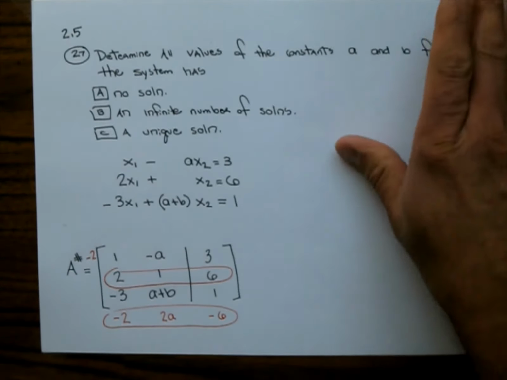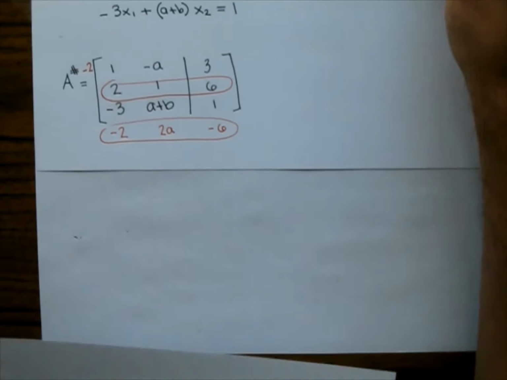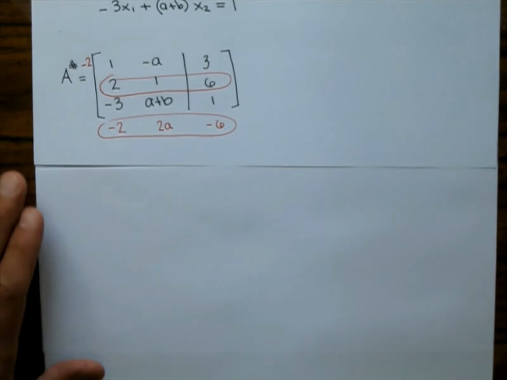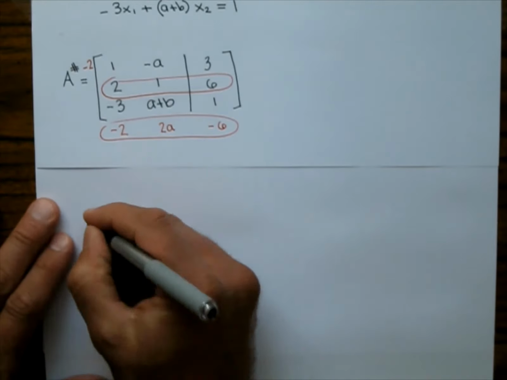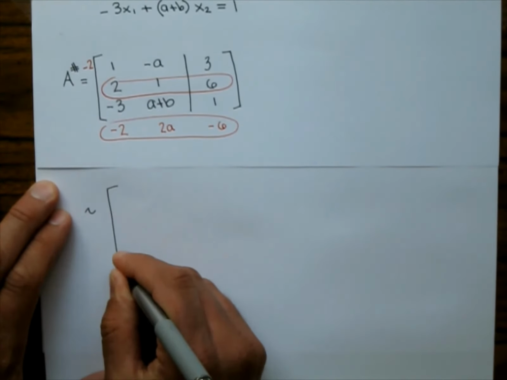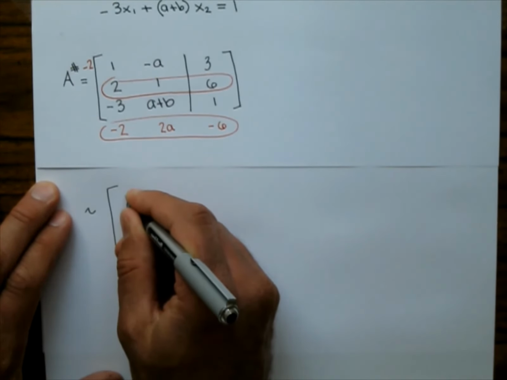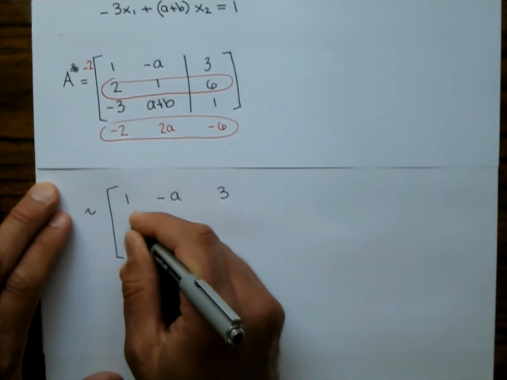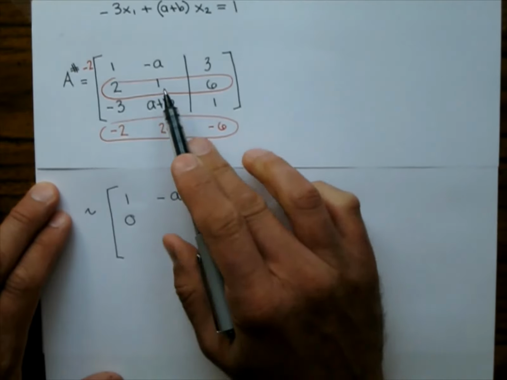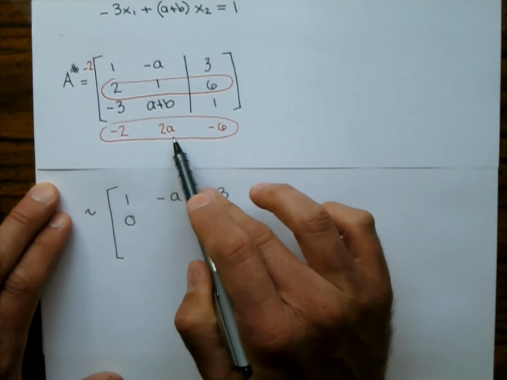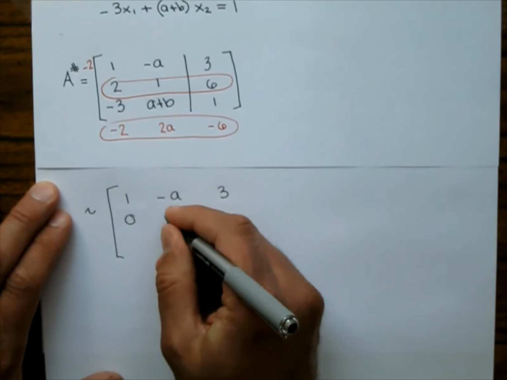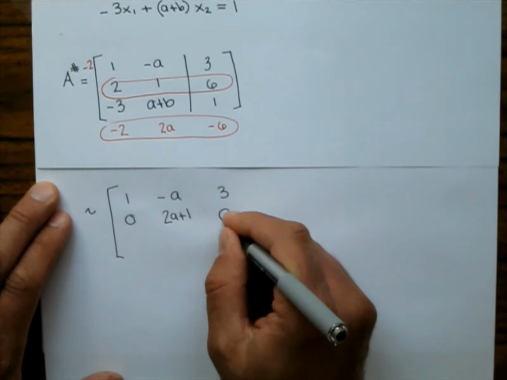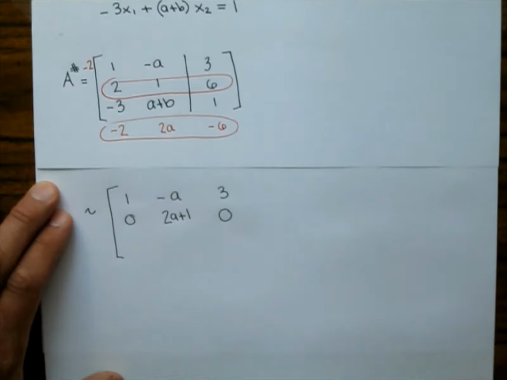Better just use another piece of paper here. Okay. So my matrix now says 1, -a, 3, and then I have 0. When you add those, you have 2a plus 1, 2a plus 1, and then the last one is 0, because you have the 6 and the -6.